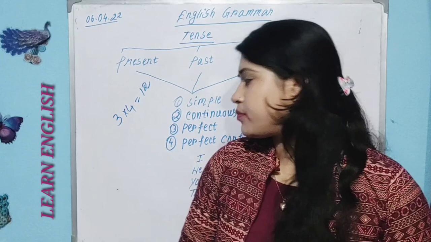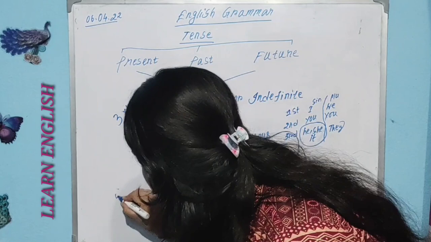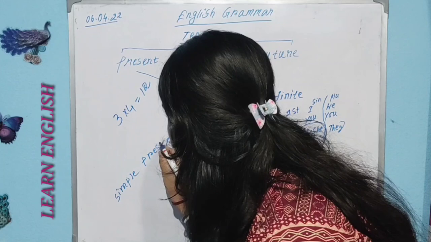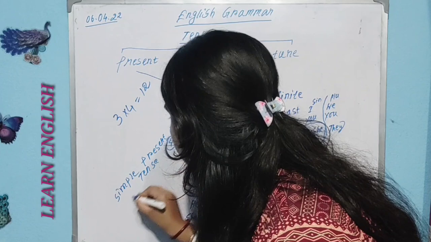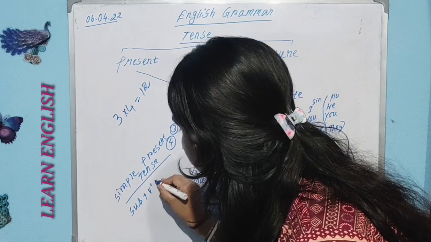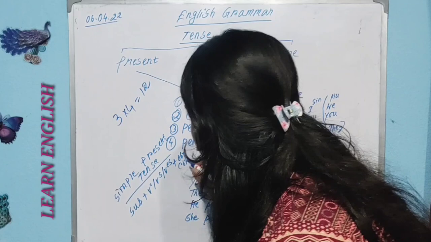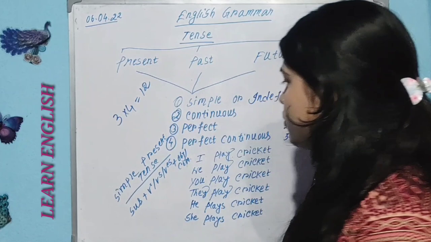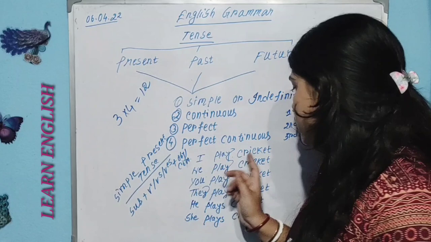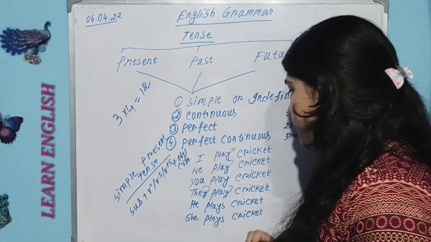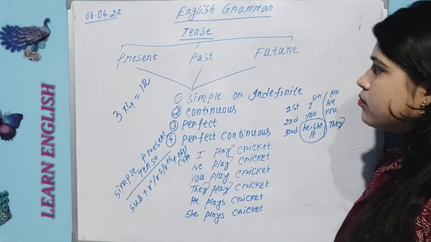Okay, so the structure of simple present tense. Subject plus main verb, verb s or es plus object or complement. So look, subject, main verb and object. Subject, verb s, object. Okay, so have a look.